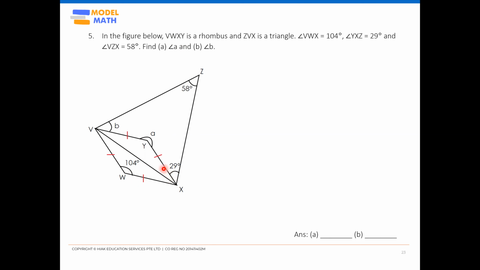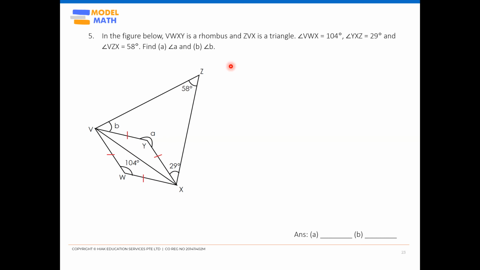Now, the moment you have written down these lines, you should notice that there are two isosceles triangles. You see VYX is isosceles, VWX is also isosceles. So the question did not directly tell you there are isosceles triangles, but you managed to figure this out on your own because of the rhombus property. So this is very helpful. Please annotate on your diagram as much as possible.